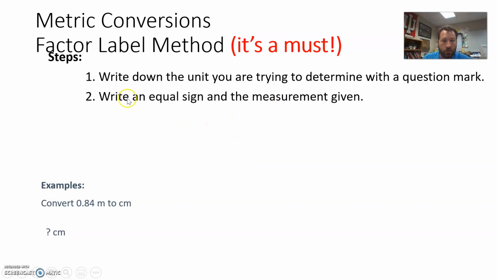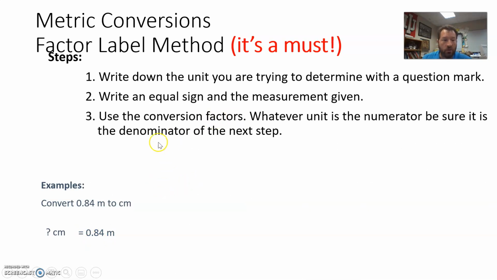Step 2, let's put an equal sign and the given measurement. So 0.84 meters, equal sign, 0.84 meters. We're trying to figure out how many centimeters will give us 0.84 meters.